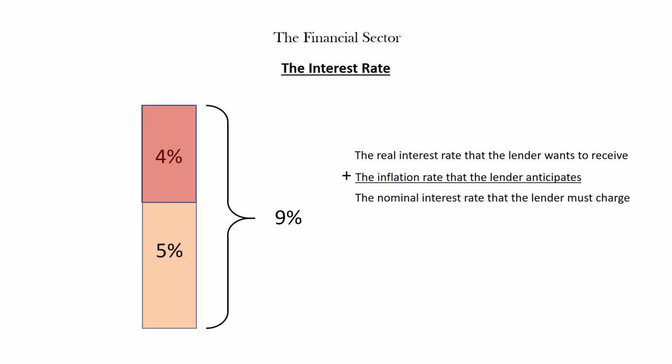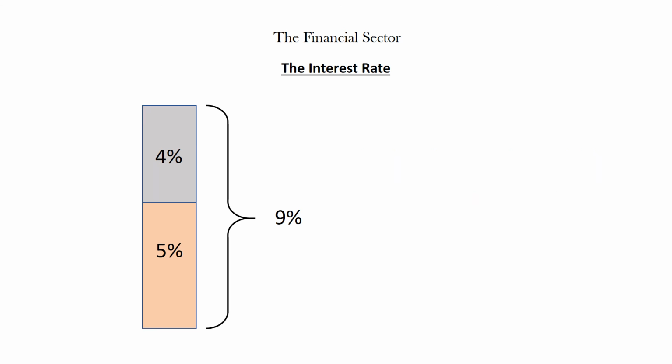Or suppose that inflation turned out to be less than what the lender anticipated. Suppose inflation was only 1%. Because inflation is eating away at less of the purchasing power than what the lender anticipated, the lender now receives an 8% real interest rate.